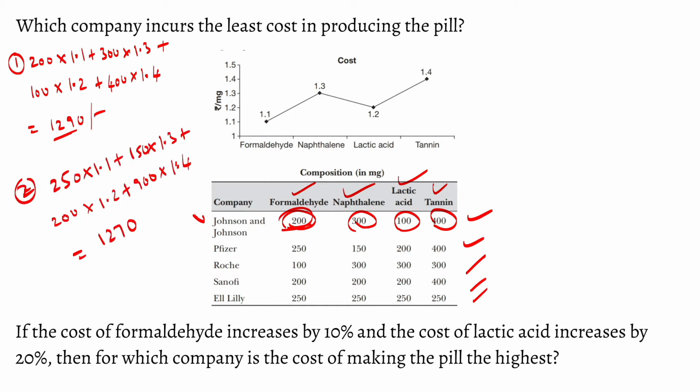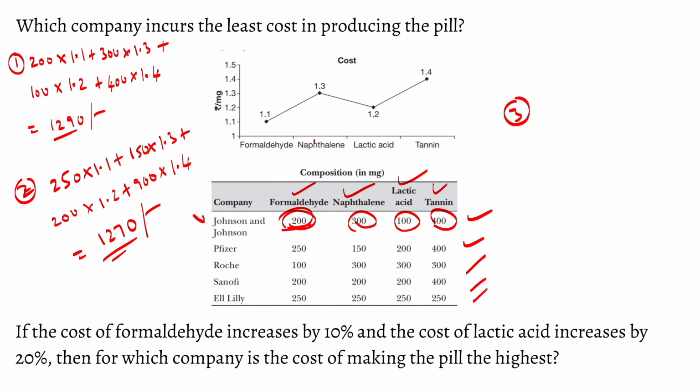If we calculate for the second company, which is Pfizer, the composition of formaldehyde is 250 mg and 1 mg of formaldehyde costs 1.1 rupees. So multiply it with 1.1, and naphthalene is 150 mg, and each mg of naphthalene costs 1.3 rupees, so multiply it with 1.3, and in the same way multiply with each and every chemical. So the final cost to make a pill for Pfizer is 1270 rupees.